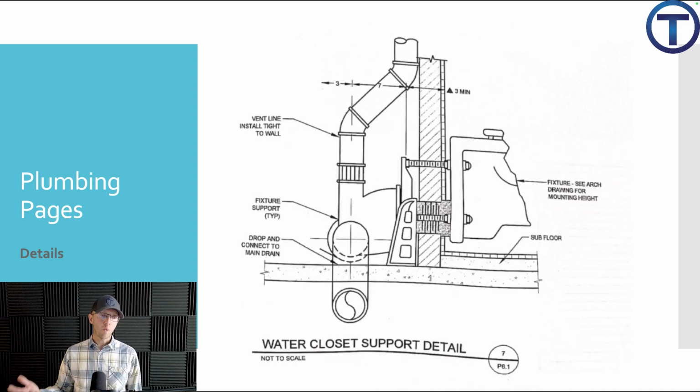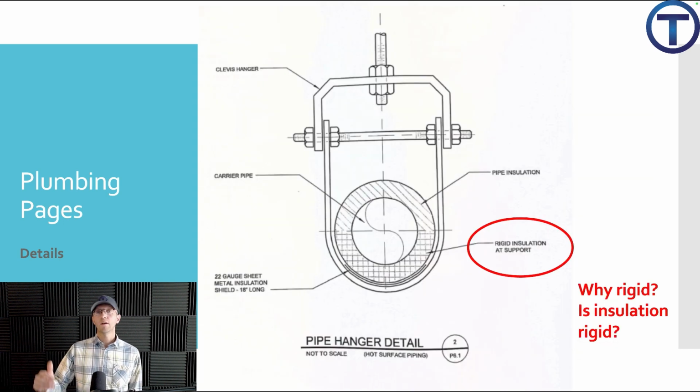Here's a detail for a water closet support. This is a carrier for a wall-hung toilet. They're giving us a few specifics on sizes, distances, things that they expect to have installed. We'll find on plumbing pages pipe hanger details.